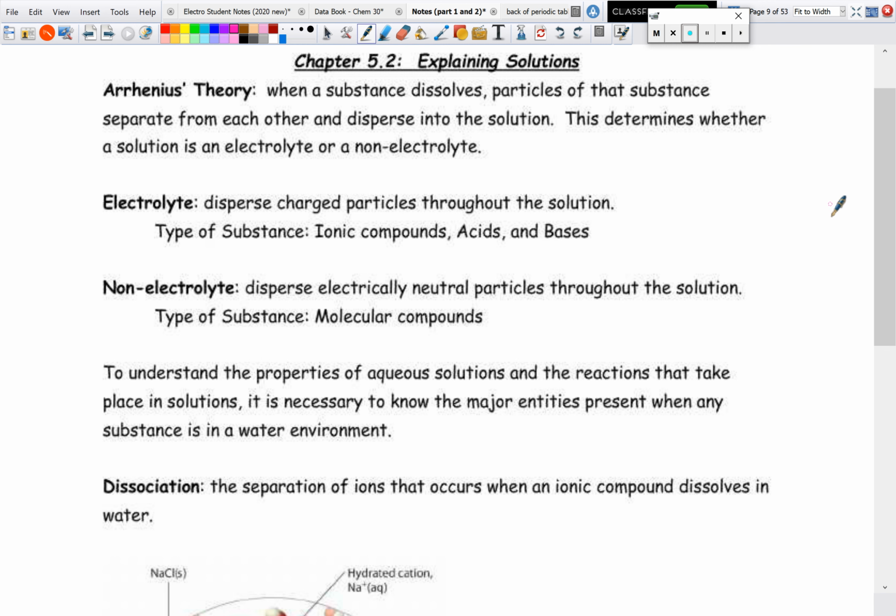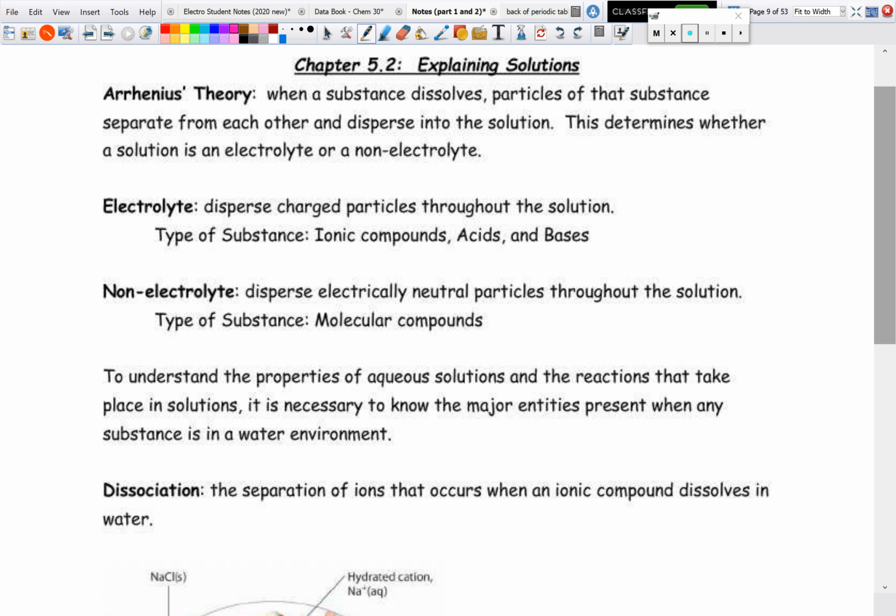All right, welcome back. So now for this particular lesson, we are going to be looking at explaining solutions and introducing our first theory. Kind of like the gas unit where we had the kinetic molecular theory permeate throughout the entire unit, this is going to be very similar. So we have Arrhenius, who had his own theories about acids, bases, and solutions. We're going to be looking at a lot of his theories and how they worked.